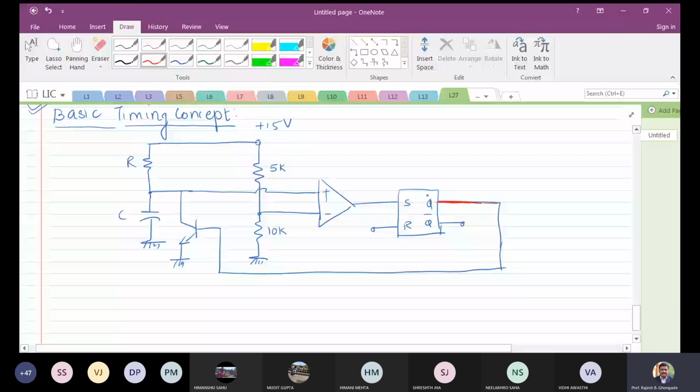What about the non-inverting terminal of the comparator? This one. What is the value? 2/3 VCC? How come? This is 0. It is not connected here. There is a jumper here.